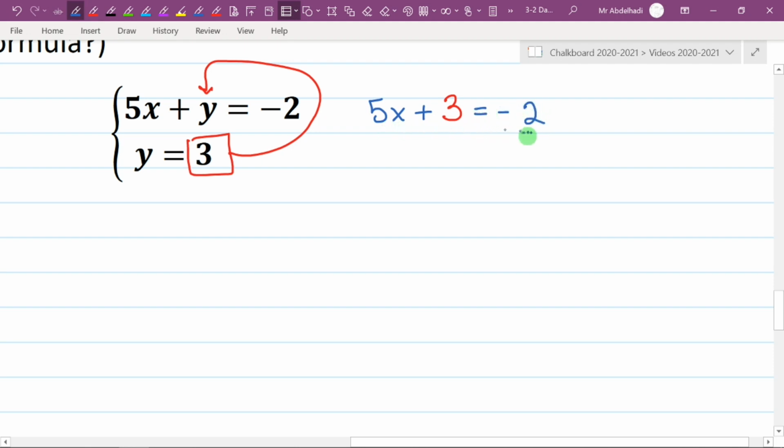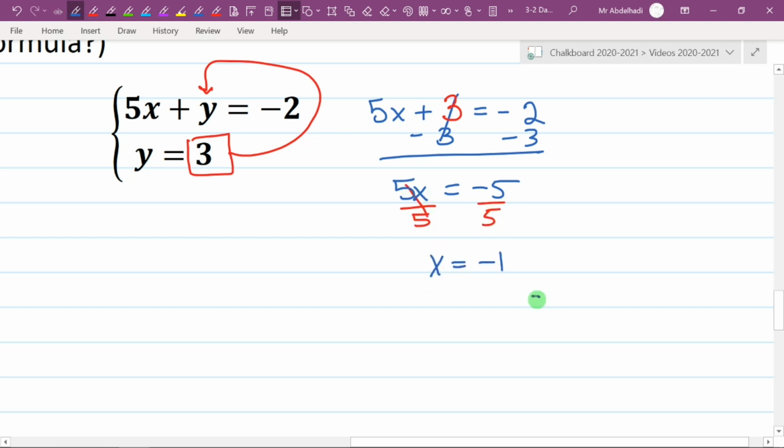And now take a look. How many letters are in here? Just x. We can solve this. Okay, so real quick, you just subtract 3 from both sides to get rid of that, right? You get 5x equals negative 5. Divide both sides by 5. And you get x equals negative 1.